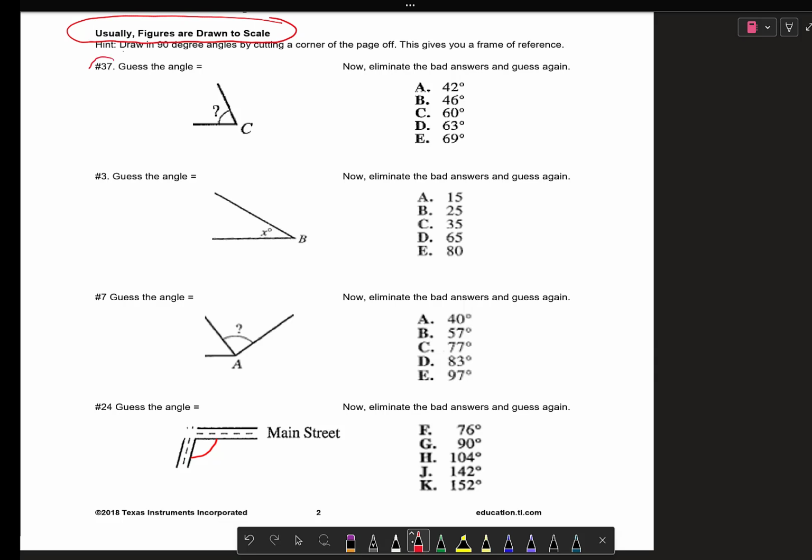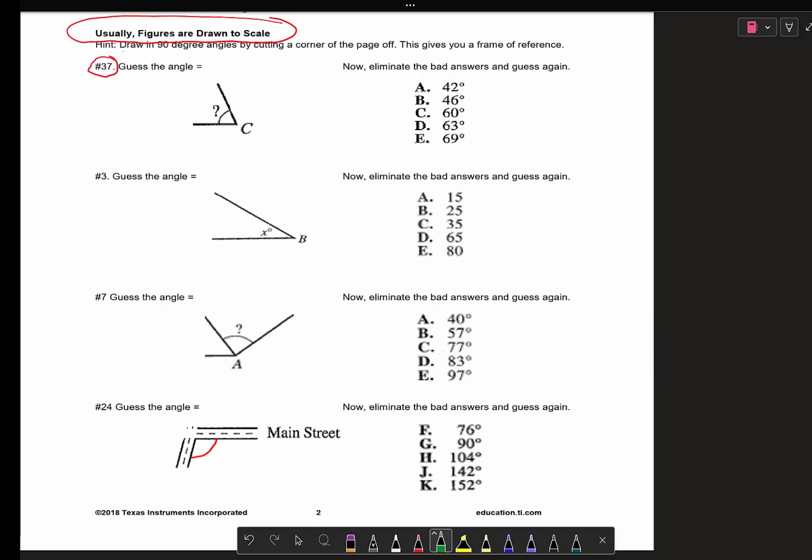So let's look at number 37. This is number 37 off of an actual ACT question. Obviously, we've cut out a lot of the word problem and a lot of the extra parts of this diagram, and we're just focusing on the angle that the problem wants you to find.